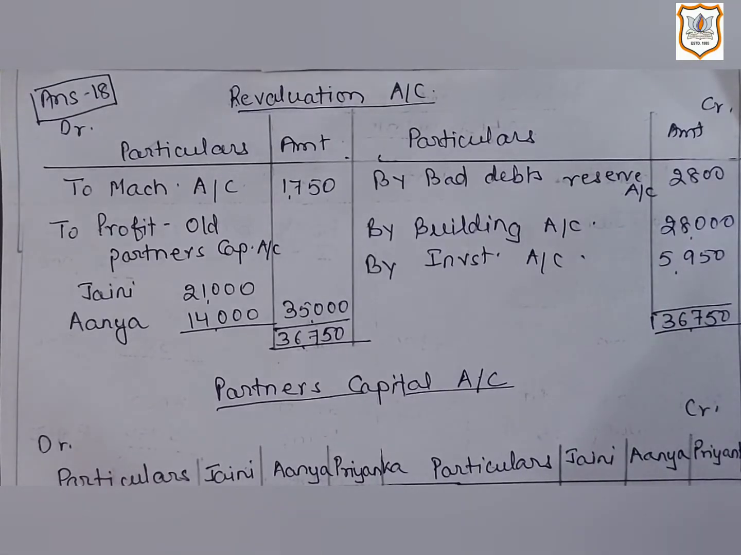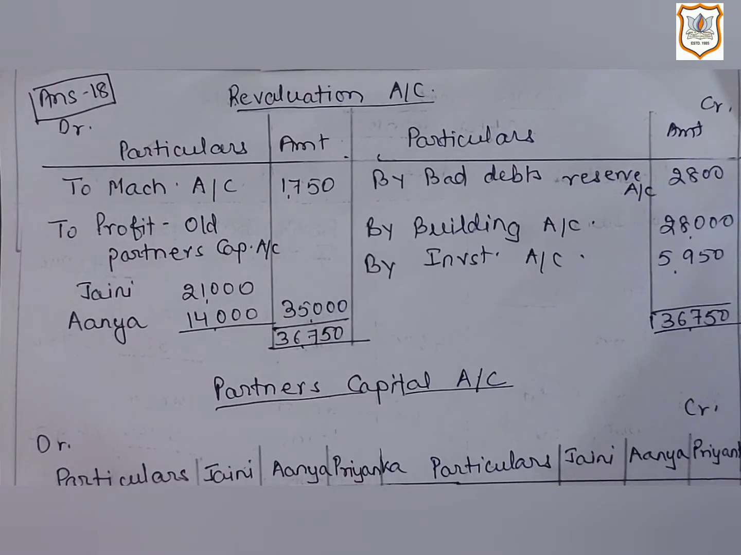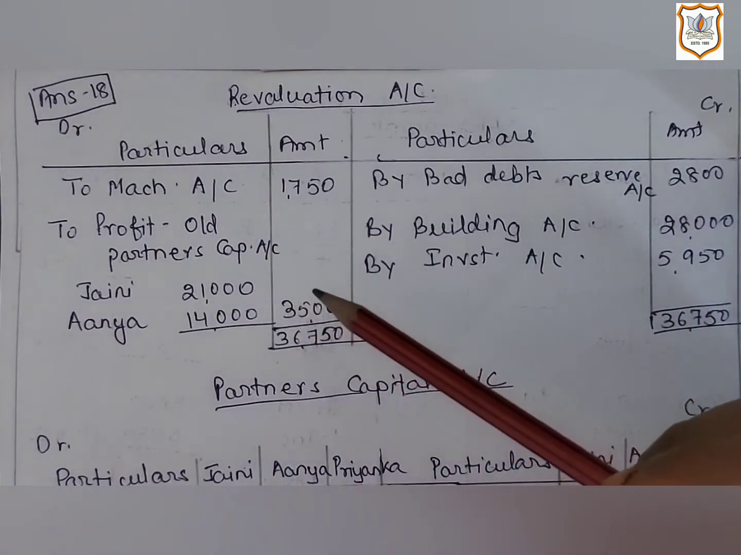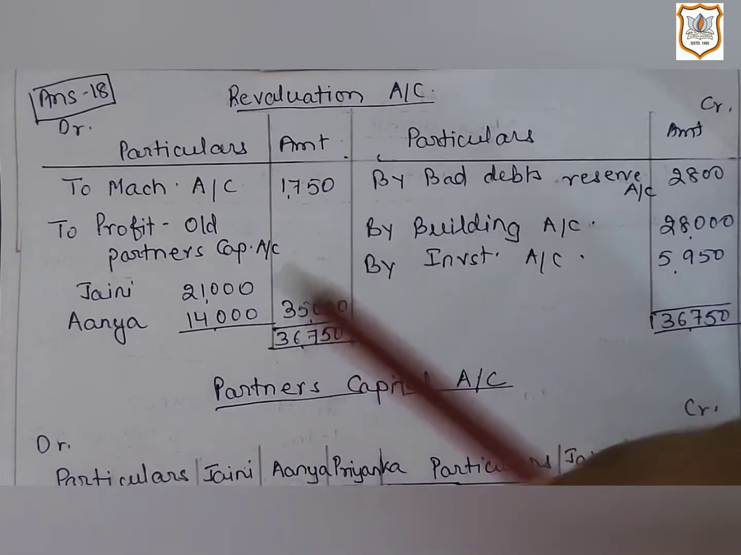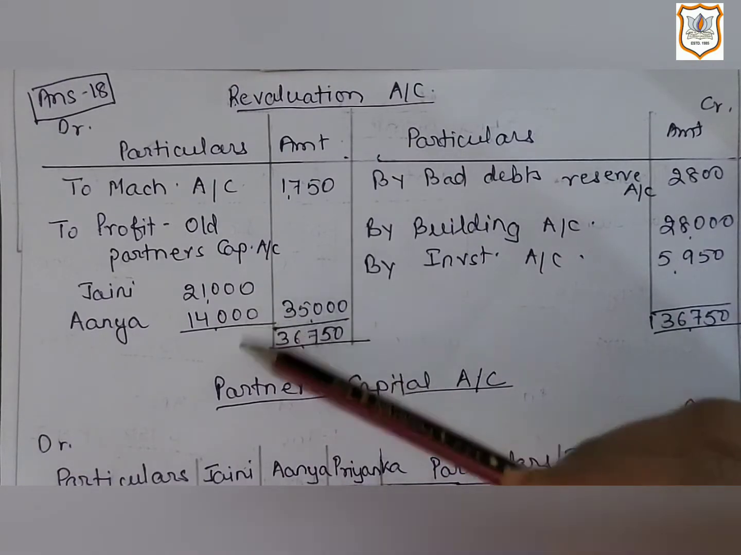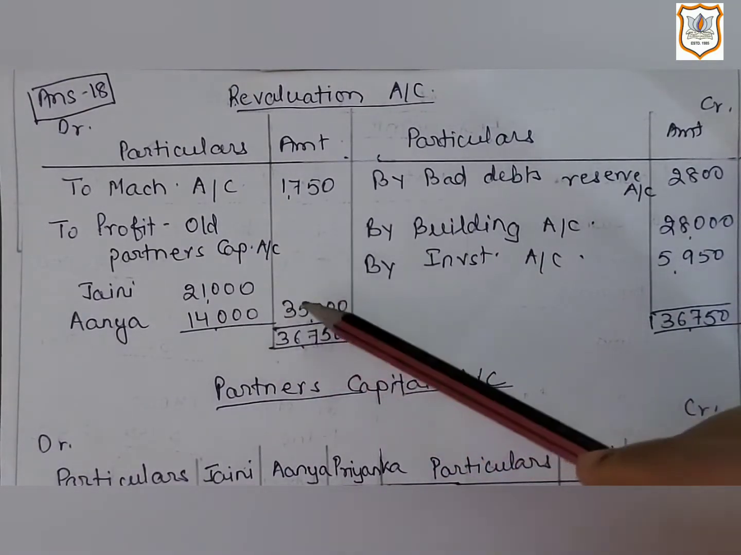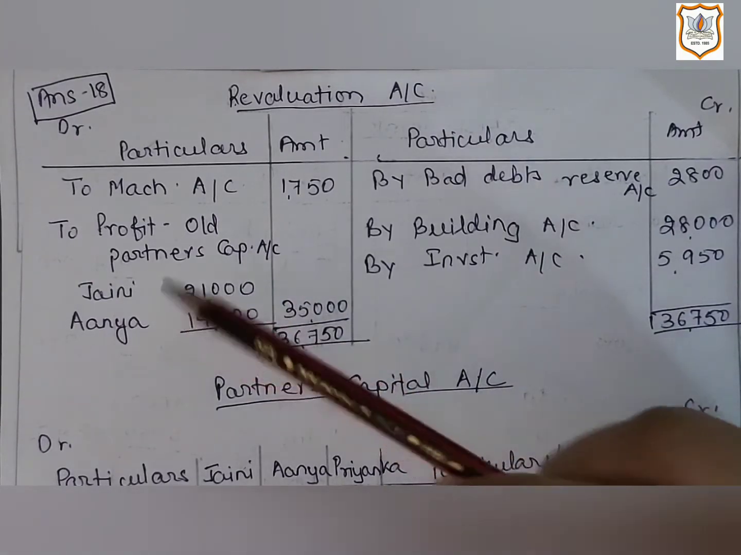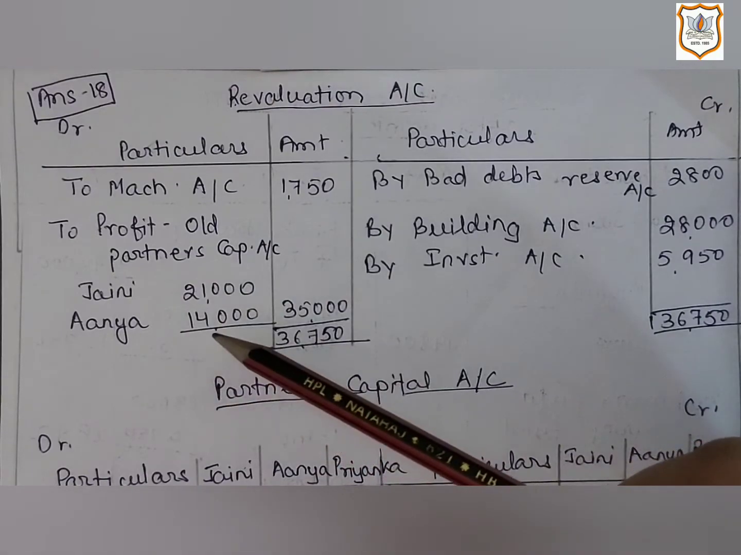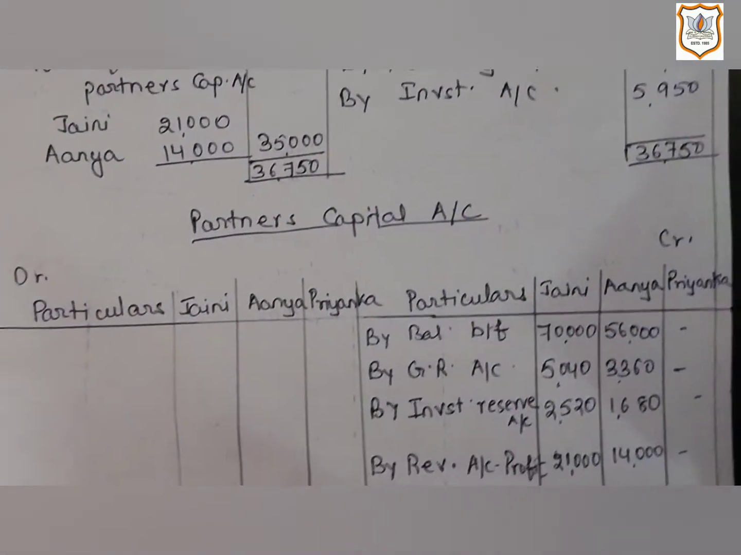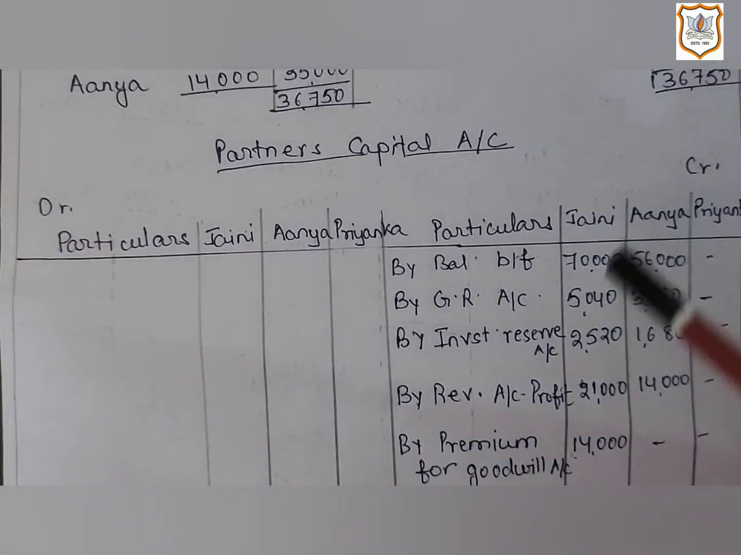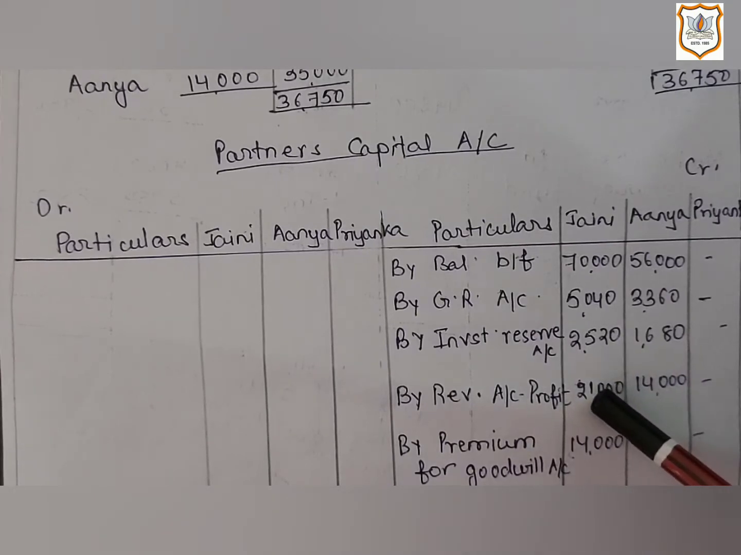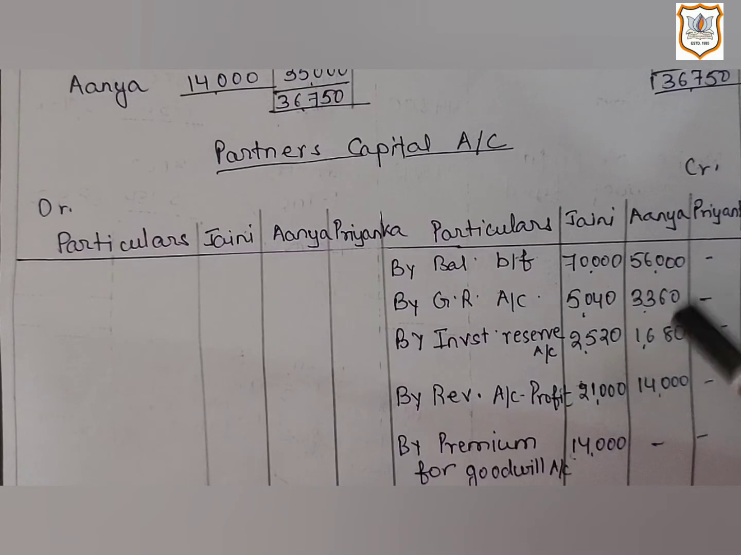Now after recording all the remaining items from the old balance sheet, we will close the revaluation account. If you close the revaluation account, you will find a difference on the debit side, that is revaluation profit, which will be distributed to the old partners in their old ratio. So here the revaluation profit is 35,000 and it will be distributed to Jenny and Anya in the old ratio, that is 3:2. So Jenny will get 21,000 and Anya will get 14,000, which will be transferred to the credit side of the partners' capital accounts as this is profit.